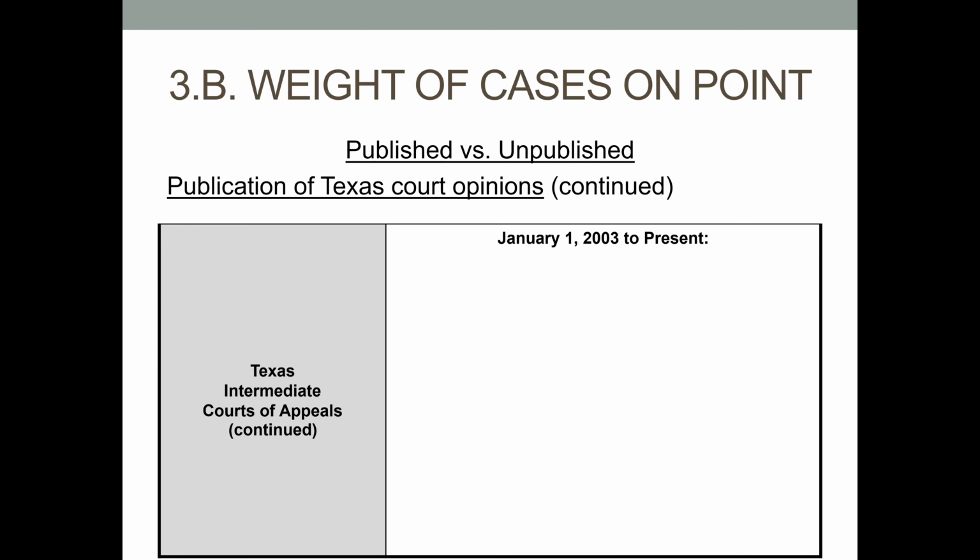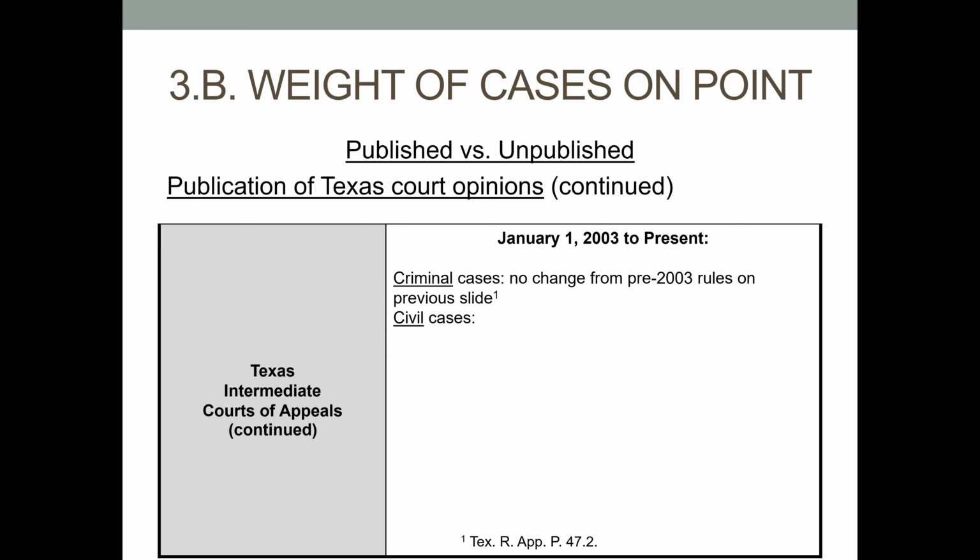Well, beginning January 1st, 2003 and continuing to the present, things are a bit different. Now, for criminal cases issued by the Texas Intermediate Courts of Appeals, there is no change. For criminal cases, the Texas Intermediate Courts of Appeals can still designate them do not publish. And if you want to cite a criminal case by a Texas Intermediate Court of Appeals, it's not going to be binding authority, and you have to put not designated for publication at the end of your citation.